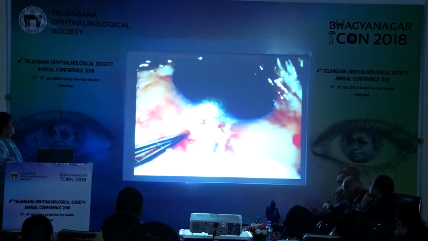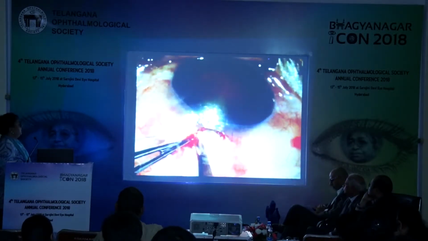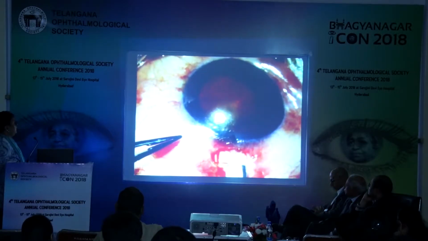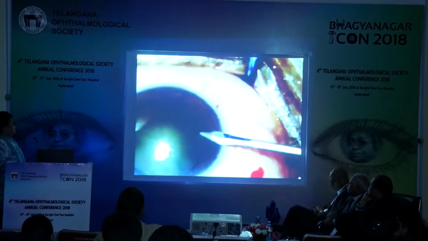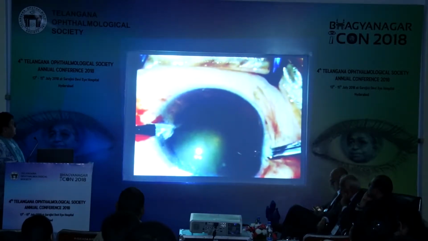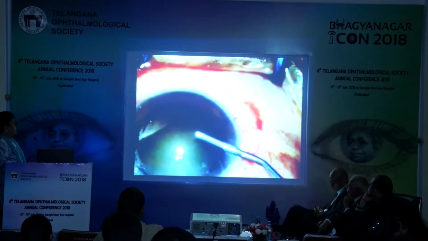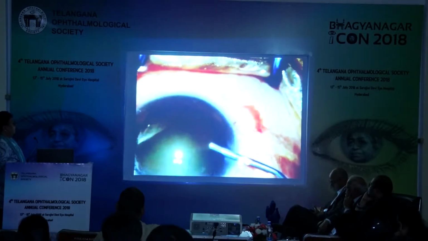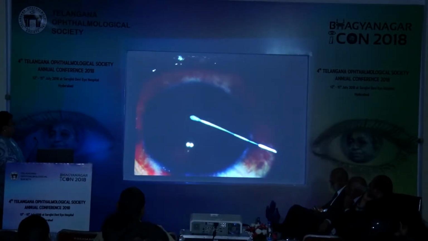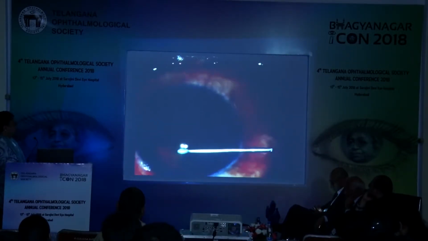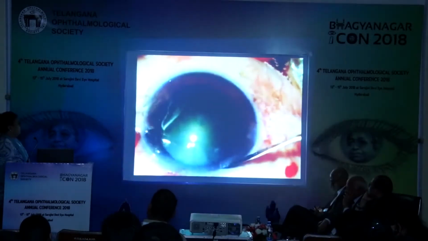A 1/3 to half thickness, partial thickness scleral flap is lifted using a tunneling knife and the sides are released minimally. Paracentesis with slow decompression of the globe is done and 0.5 mils of unpreserved lignocaine, 2% is injected. Continuous curvilinear capsulorhexis is completed after viscoelastic injection.